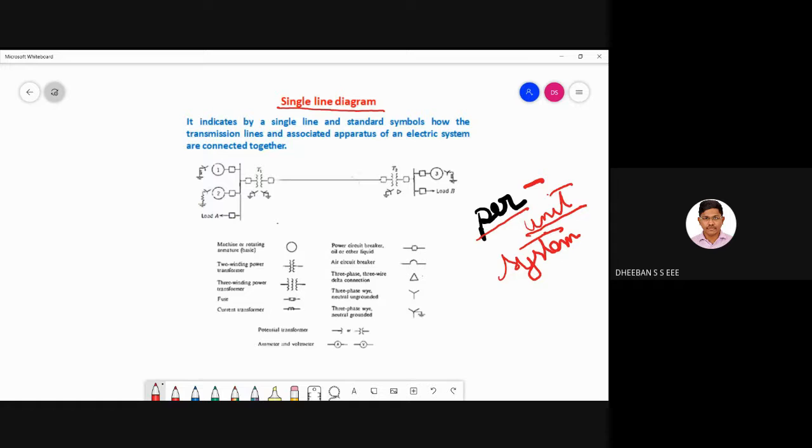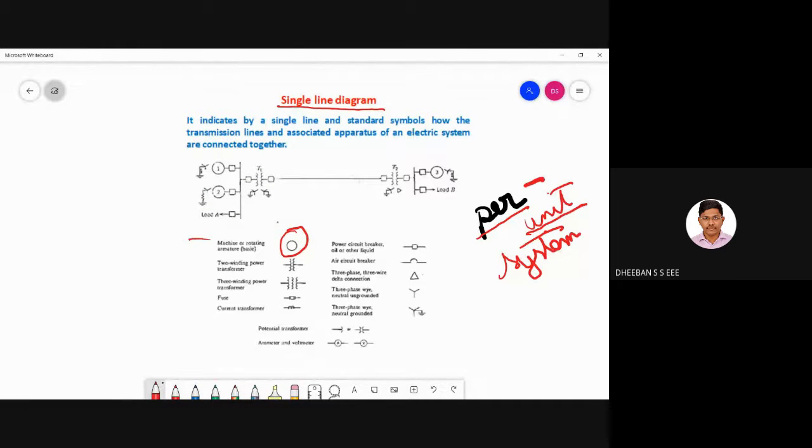Here you can see the generation part is generally represented with a circle. It means a machine, so this represents the generators. After this, the winding represents a transformer, and there are 2 types: a 2-winding transformer and a 3-winding transformer. After this there will be a circuit breaker, CB.